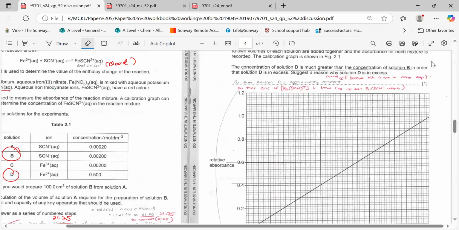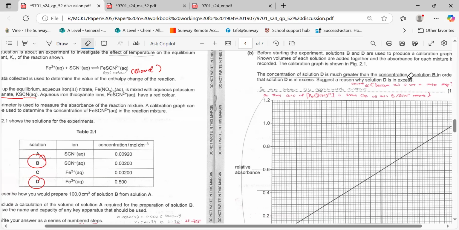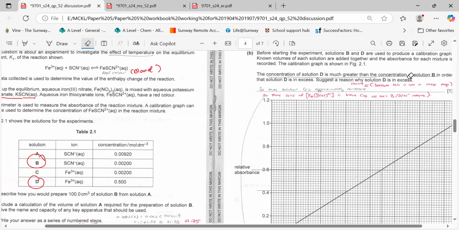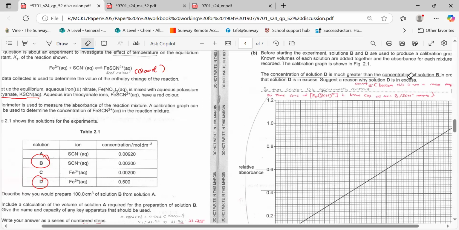Now, known volumes of each solution are added and the absorbance for each mixture is recorded. The calibration curve is given in figure 2.1. The concentration of solution D is much greater than the concentration of solution B. Hold on, let's check. The concentration of D is much greater than the concentration of B. Of course, so that solution D is in excess. Okay, in excess, correct, very in excess.